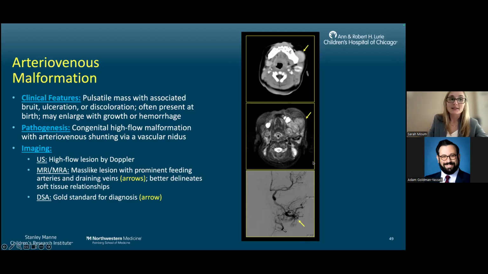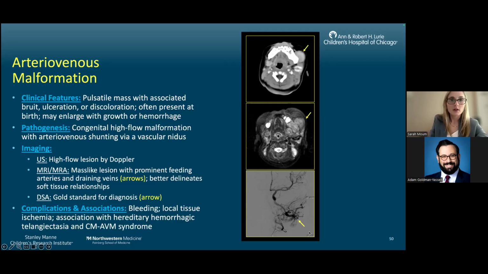As we all know, DSA is going to be the gold standard for assessment and treatment, and so we can better see the nidus, which I'm pointing to in the lower image. This was just to give a history. This was a 16-year-old with left facial swelling.